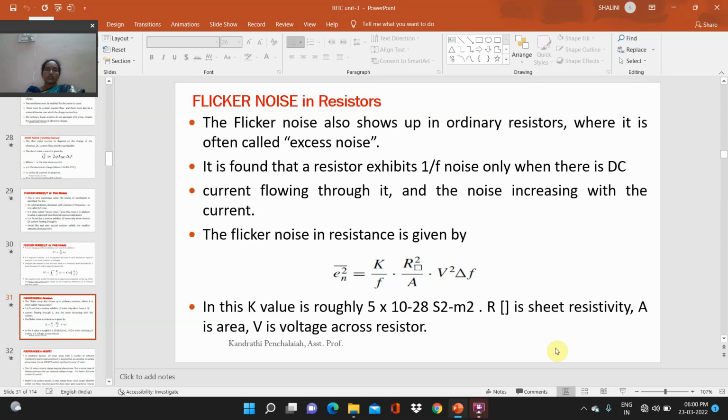The flicker noise in a resistance is given by E_n square is equal to K by f of R square by A into V square into delta f. In this, K value is roughly 5 into 10 to the power of minus 28 siemens-squared per meter-squared, R is the sheet resistivity, A is the area and V is the voltage across the resistor.